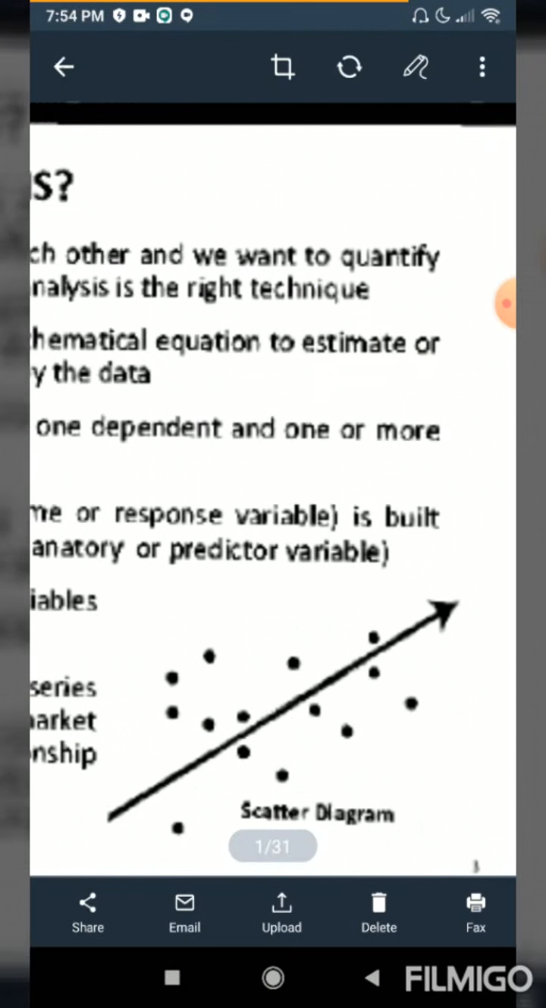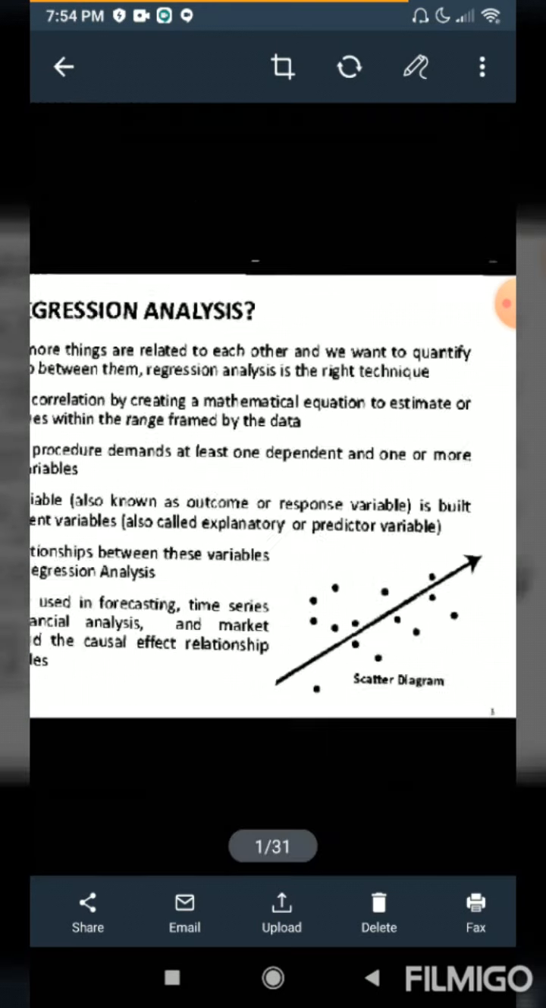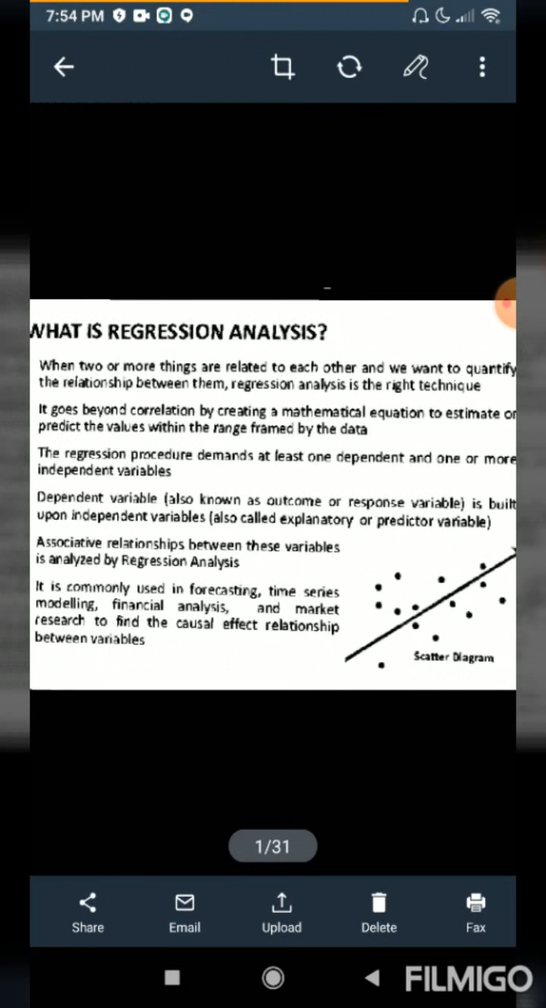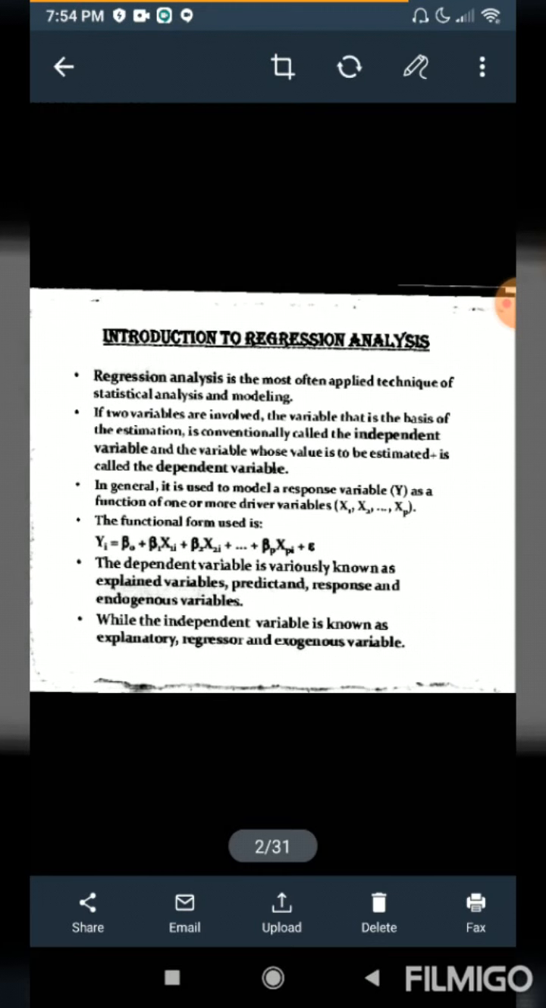It's a scatter plot or scatter diagram, and these dots are basically your scores. It is showing you a kind of direction, as the arrow is going. This is how we show it. This is again the introduction. Regression is an applied technique of statistical analysis and modeling. Two variables are involved. The variable on the basis of which estimation is made is conventionally called the independent variable.